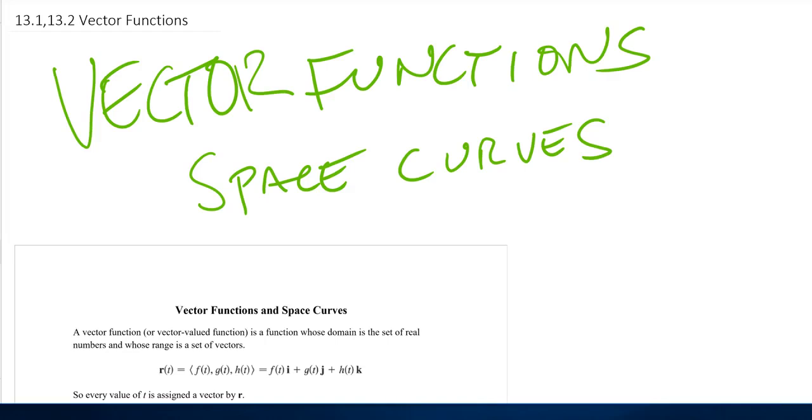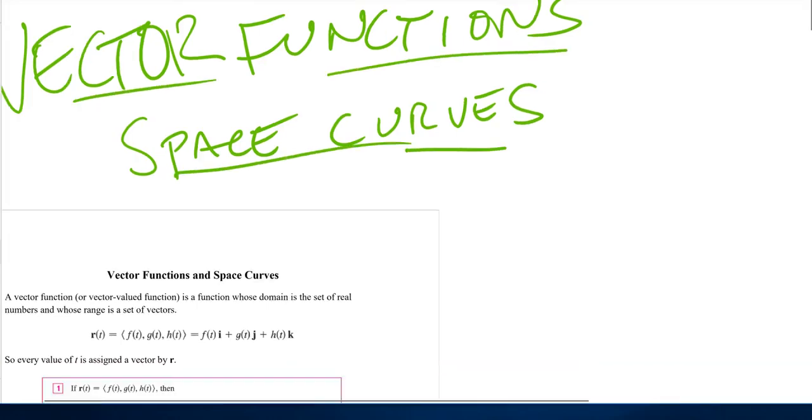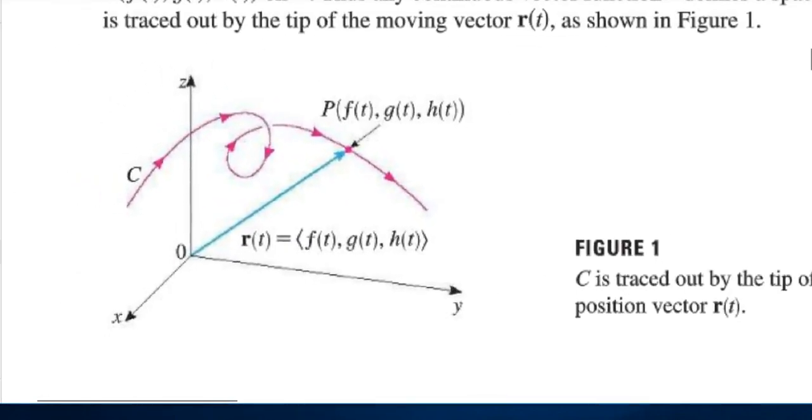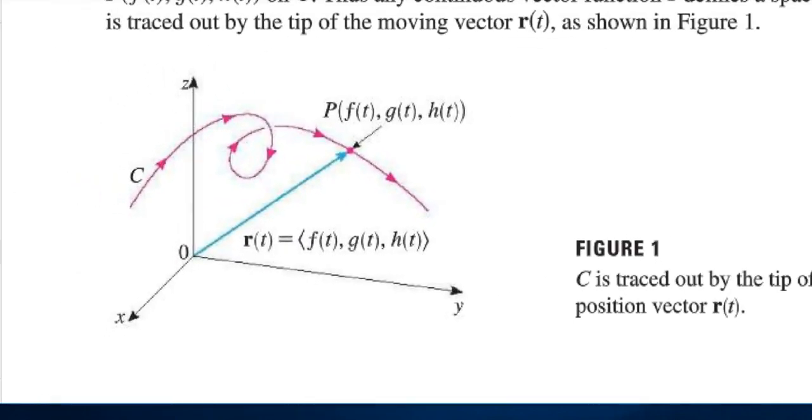So I want to go over vector functions and space curves, and basically what you have here is exactly what this graph is right here from the book. You have a curve that's going through space, okay, and as it's going through space, you have vectors that are describing it. Let me draw the curve with the purple, okay.